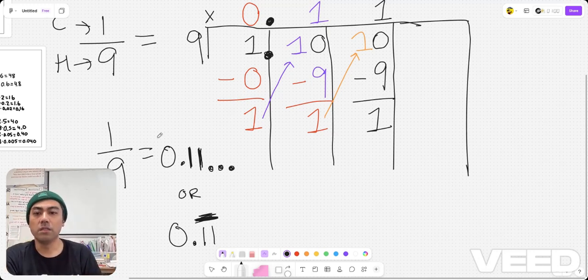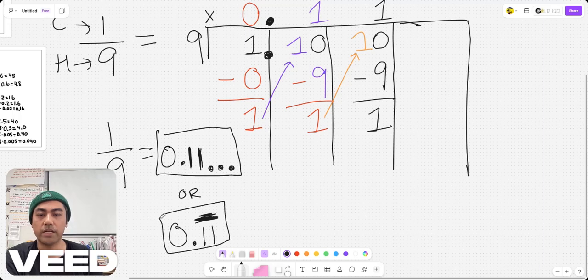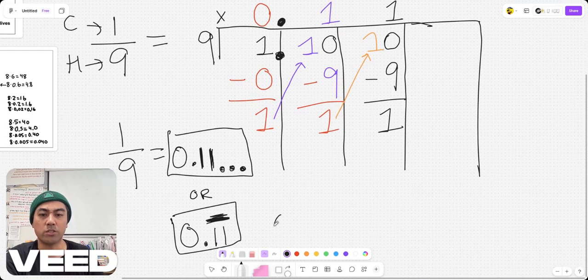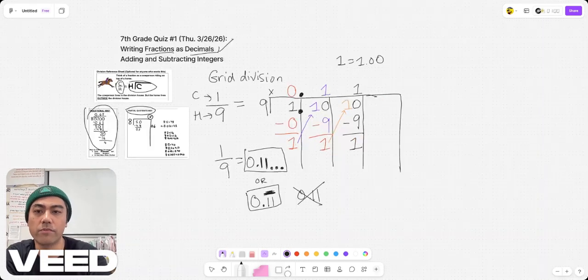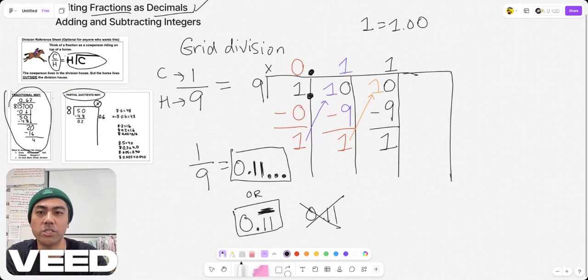Okay? So this is how you write a fraction as a decimal. And this is a good answer. Okay? You cannot just write 0.11. That is not accurate. It is more accurate to say that the ones are going on forever and ever. So that's how you write a fraction as a decimal.